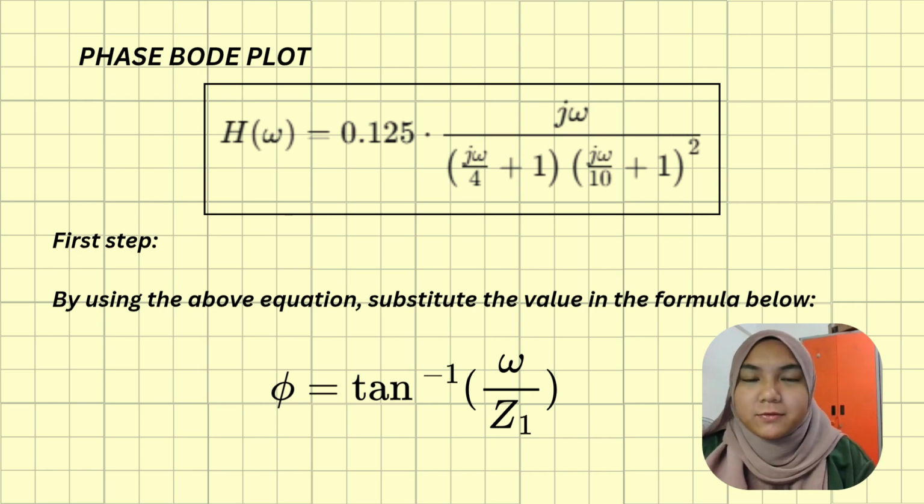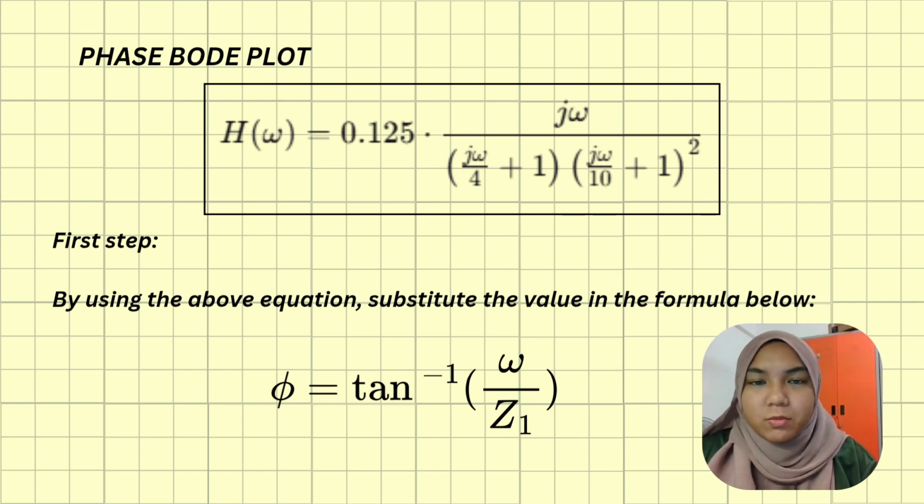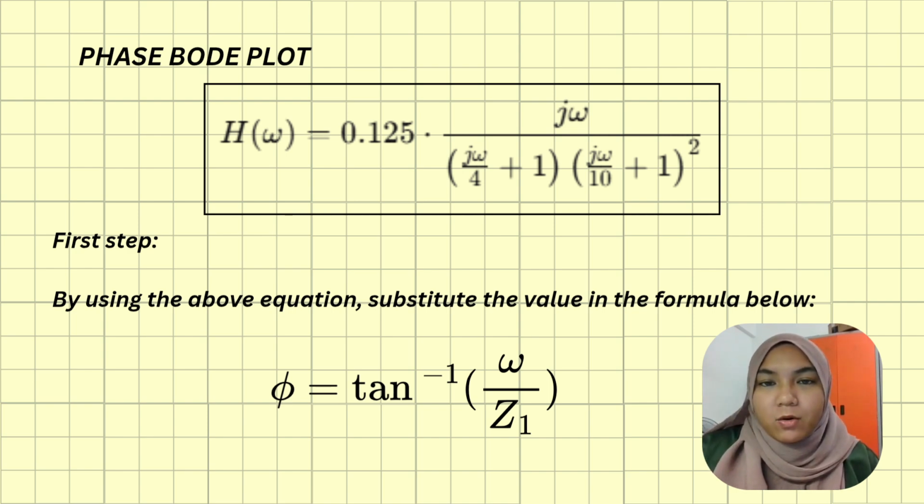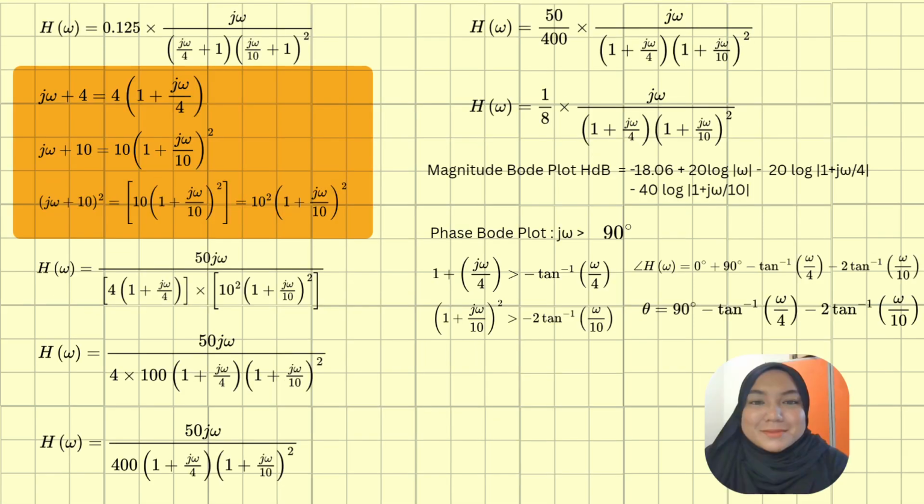Today I will explain how I got the answer for the question about the phase Bode plot. The question is H(ω) equals 0.125 times jω over (jω/4 + 1) times (jω/10 + 1)². So the first step is, using the above equation, substitute the values in the formula below, which is θ equals tan⁻¹(ω/z). For this question, as you can see, H(ω) equals 0.125 times jω over (jω/4 + 1) times (jω/10 + 1)².